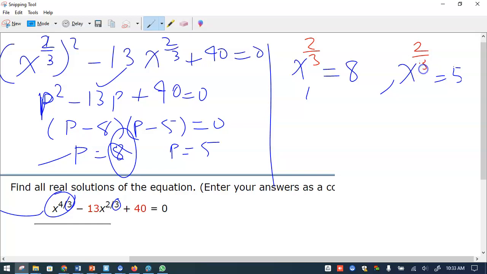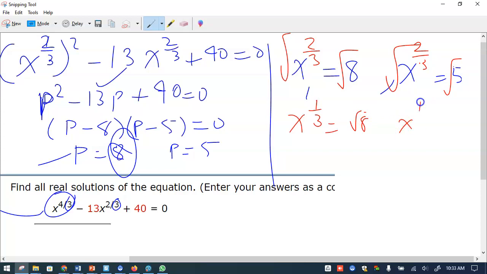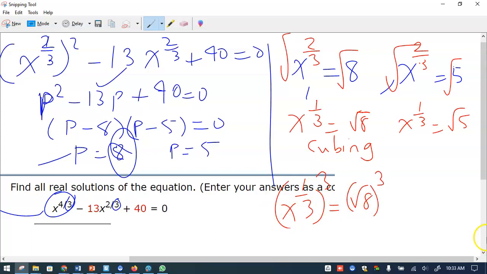Okay. So what I'm going to do is take the square root both sides this way. So this will be x raised to 1/3, and this will be square root of 8, and the other one is x raised to 1/3 equals square root of 5. So I hope that's not too confusing. The reason to write this is now you're cubing both sides. So when you cube both sides, x raised to 1/3 and raised to 3 equals square root of 8 raised to 3. And the other side also, you're cubing 1/3, and root of 5 raised to 3.